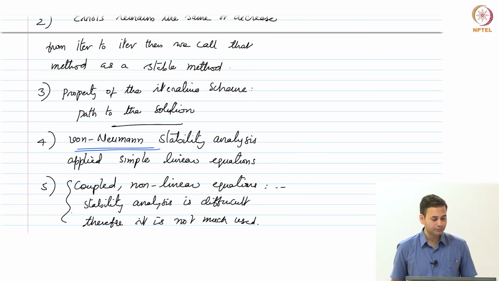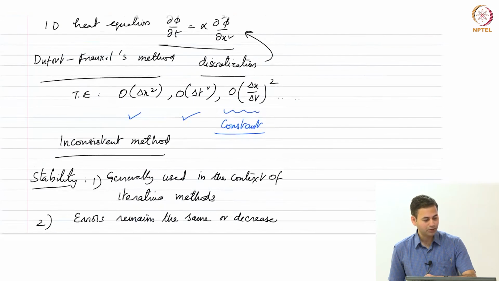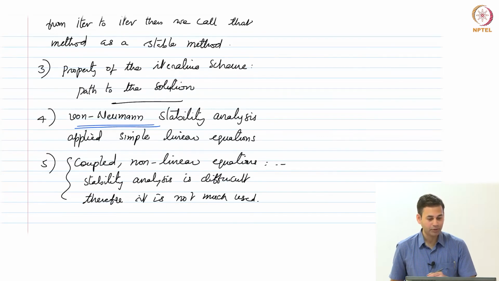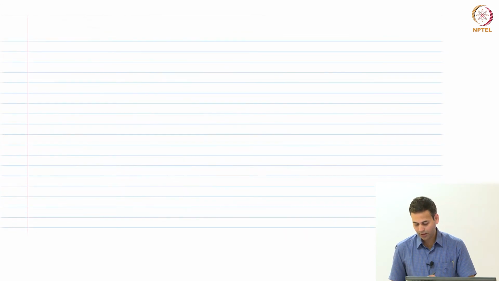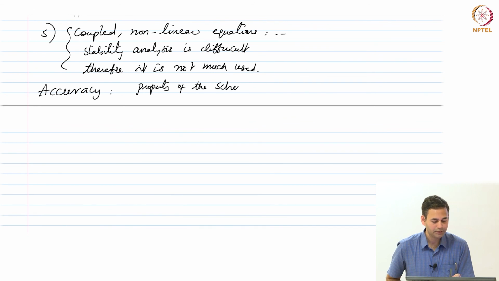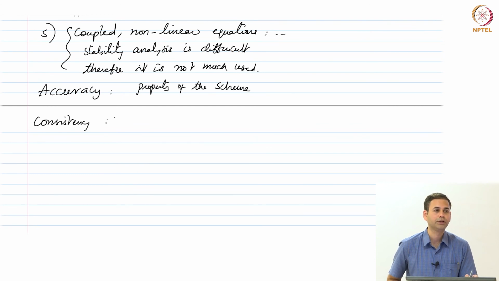Now, we said accuracy is a property of the scheme, right? Accuracy is a property of the scheme. Similarly, we said consistency. What about consistency? Is it also a property of the scheme? It is, because if we use a higher order accurate scheme, this is also a property of the scheme.